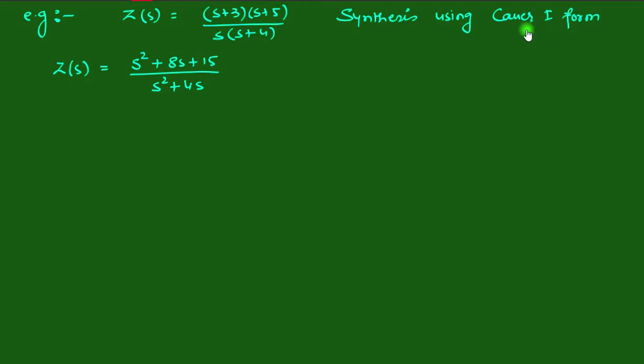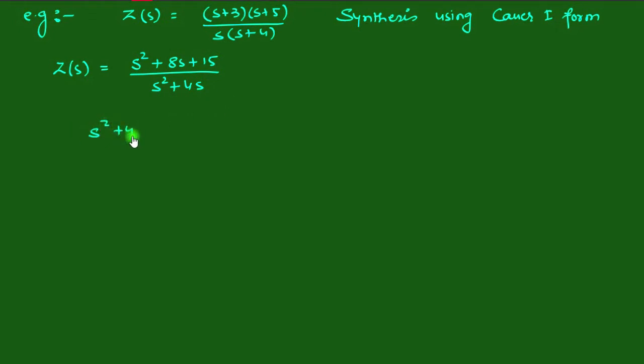Now the condition to obtain the Cauer I form is that the polynomials must be written in descending order form. So these two polynomials are written in descending order form. Also, the degree of the numerator must be greater than or equal to the degree of the denominator. So the highest degree in the numerator is 2, and the highest degree in the denominator is 2. So these two are equal. That means we can perform the continued fraction expansion. Let us start.